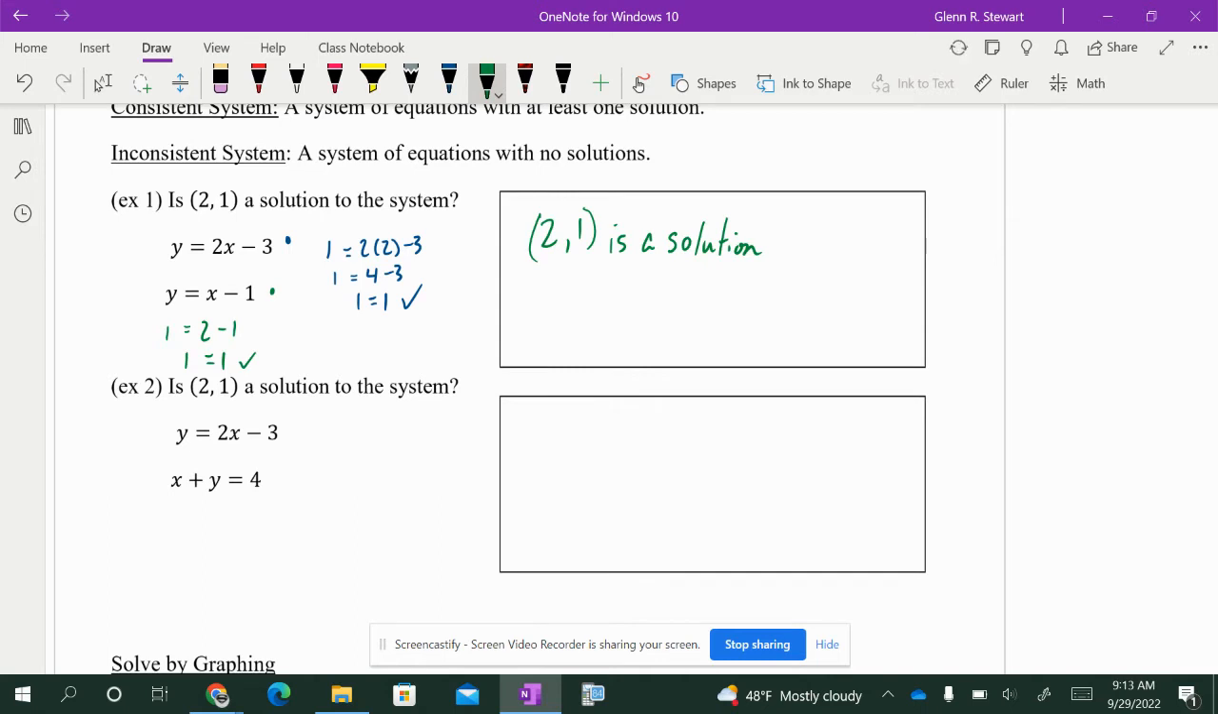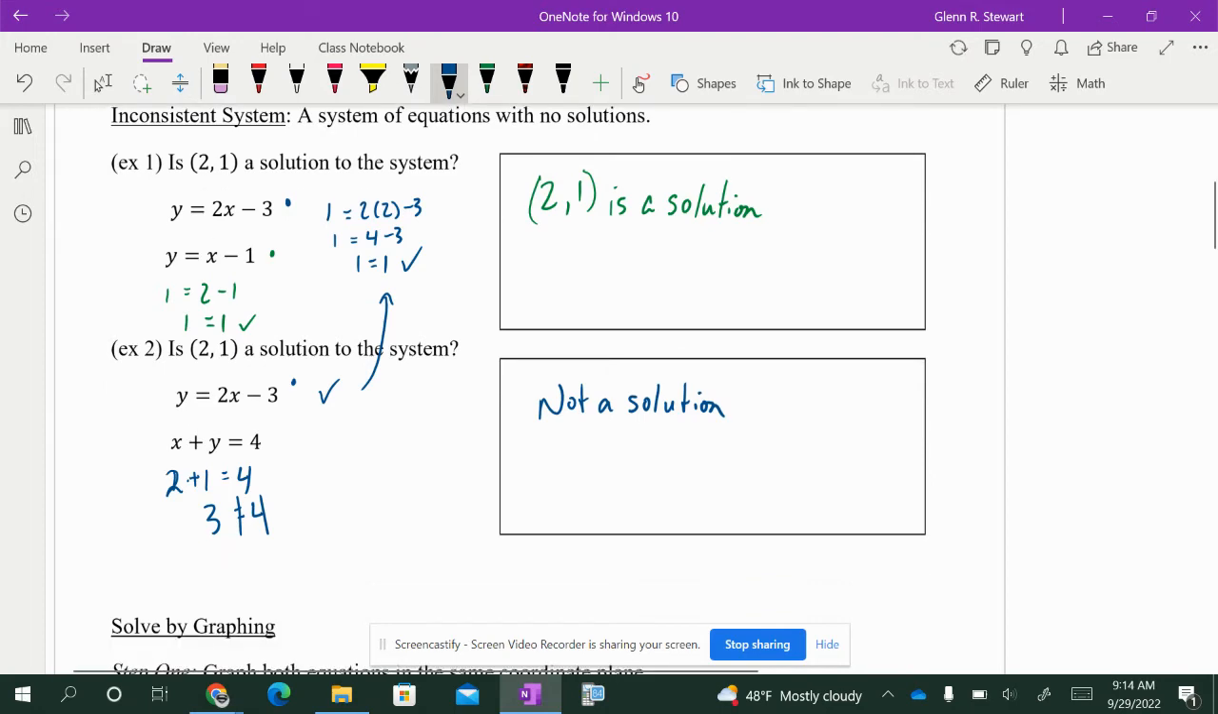It has to work for both of them in order to be a solution. So if you take a look at the next example, we're using the same exact equation. So we know that that works, based on what we previously did. The other one, though, if we plug it in, 2 plus 1 is equal to 4. 3 is not equal to 4. So this would not be a solution. Again, it has to have both of them work in order for it to be a solution to the system because it's where they intersect. It's the point of intersection.